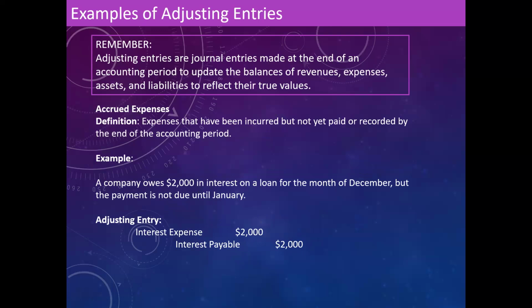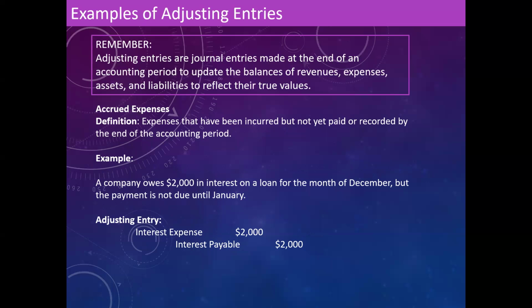Next, we have an accrued expense. Those are expenses that have been incurred but not yet paid for. So it says a company owes $2,000 in interest on a loan for the month of December, but the payment is not due until January. So again, what we want to do is recognize on our December financial statements that expense. So we'll debit the interest expense account and we'll credit the interest payable, meaning interest that we owe in the future.